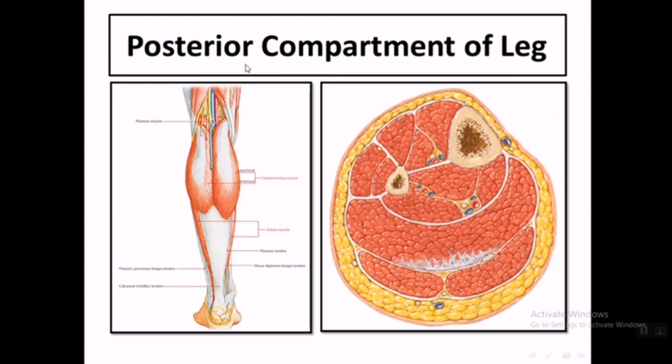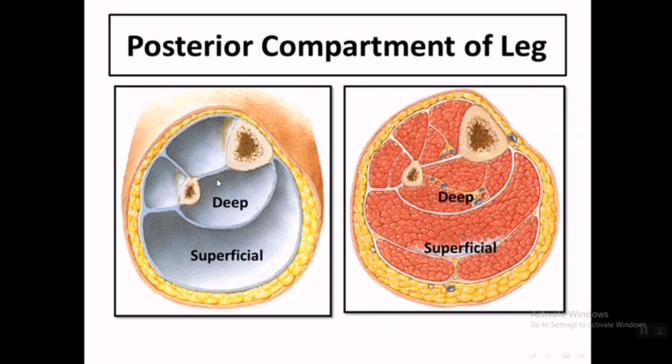The posterior compartment of the leg, as we said before, can be divided into a deep compartment and a superficial compartment by the transverse septum. Here we have the interosseous membrane, tibia, fibula, and this is the transverse septum dividing the posterior compartment into a deep one and a superficial one.